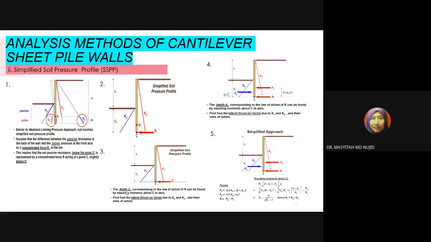So this is what we call the net resistance R, which acts at C, not at O. The depth d naught corresponding to the line of action of R can be found by equating moments about C to 0. First, find the lateral thrust or force due to Ka and Kp and their lines of action. For example, PA is a half Ka gamma (H + d naught) squared, then PP, R, and PA, and equating moment about C. This is what you have.